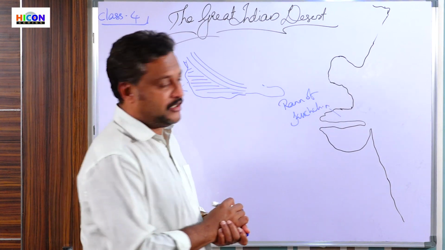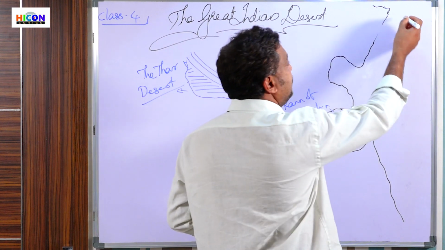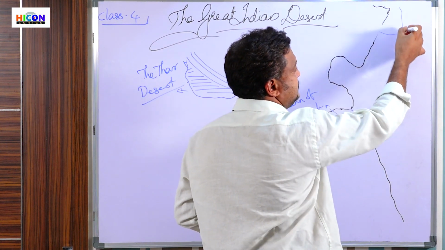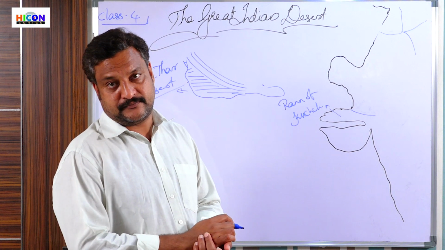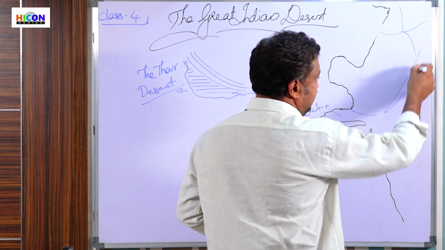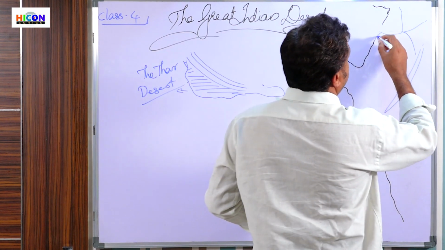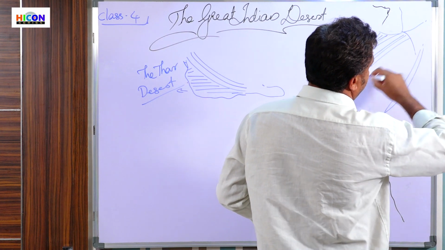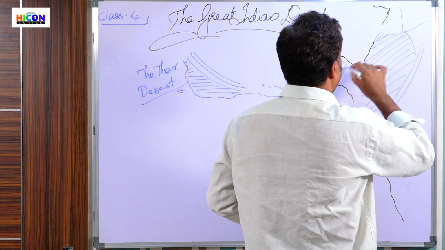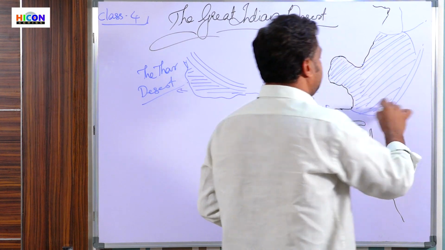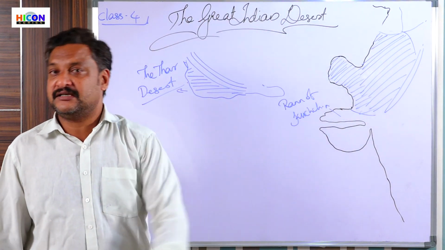Okay, Ran of Kutch. So it starts from the edges of the Ran of Kutch, and here we have Punjab and Haryana. So it extends up to the Punjab Haryana region in the north, and we have the Aravalli mountains here. This shaded region is the extent of the Thar Desert. It's not just within the political boundary of Rajasthan. It actually extends into Pakistan also.